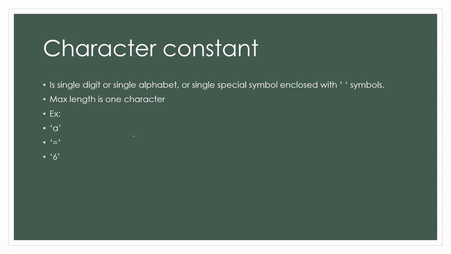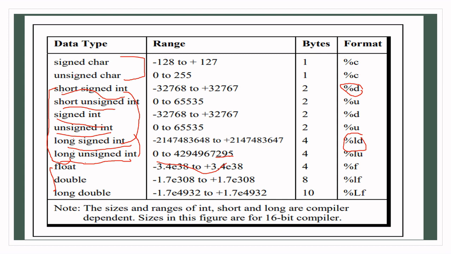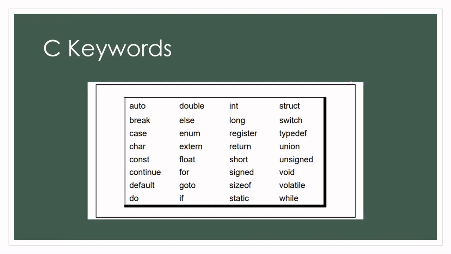A character constant must be enclosed in single inverted commas, and the maximum length is 1 character. Examples are given here. It's further divided into signed character and unsigned character. Signed ranges from minus 128 to 127, whereas unsigned consists of only positive numbers. And this is the format specifier, %c.